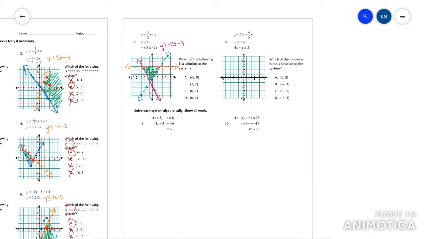Now, check your points, which is a solution. -6, 0, no. 2, 2, that's on a dotted line, no. 0, 1, yes. 0, 4, it's on a dotted line, no. So that's how you would do that one.